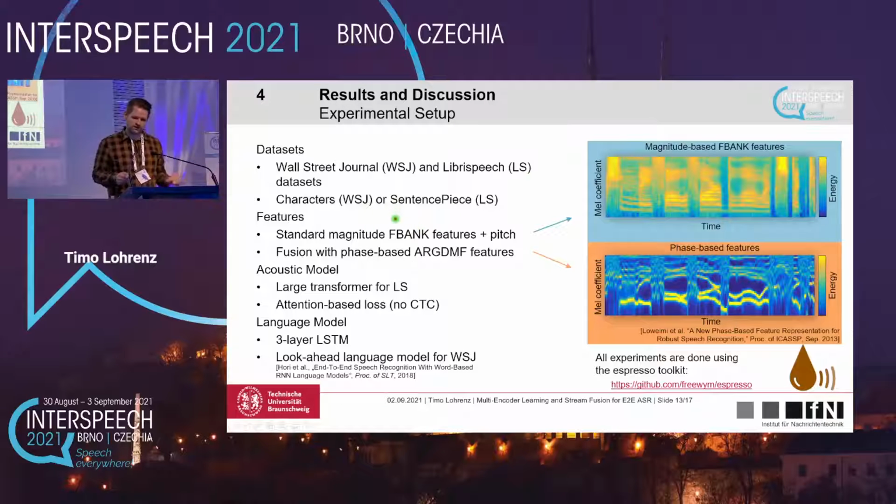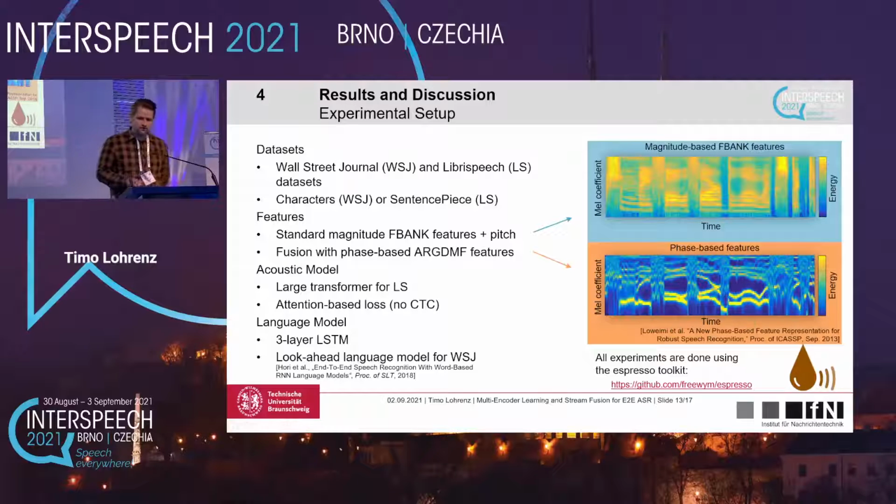So the question is, what do we actually fuse? What kind of information? As the blue features, we've seen them before, we use the standard filter bank features with 80 mel coefficients and 3 pitch features appended. And as the additional feature, we take the phase-based features. Basically, these are ARGDMF features proposed by Lohrenz et al. And we had some previous publications where we can see that these features actually yield some complementary information because they have a really nice resolution of the formant frequencies here for voiced sounds.